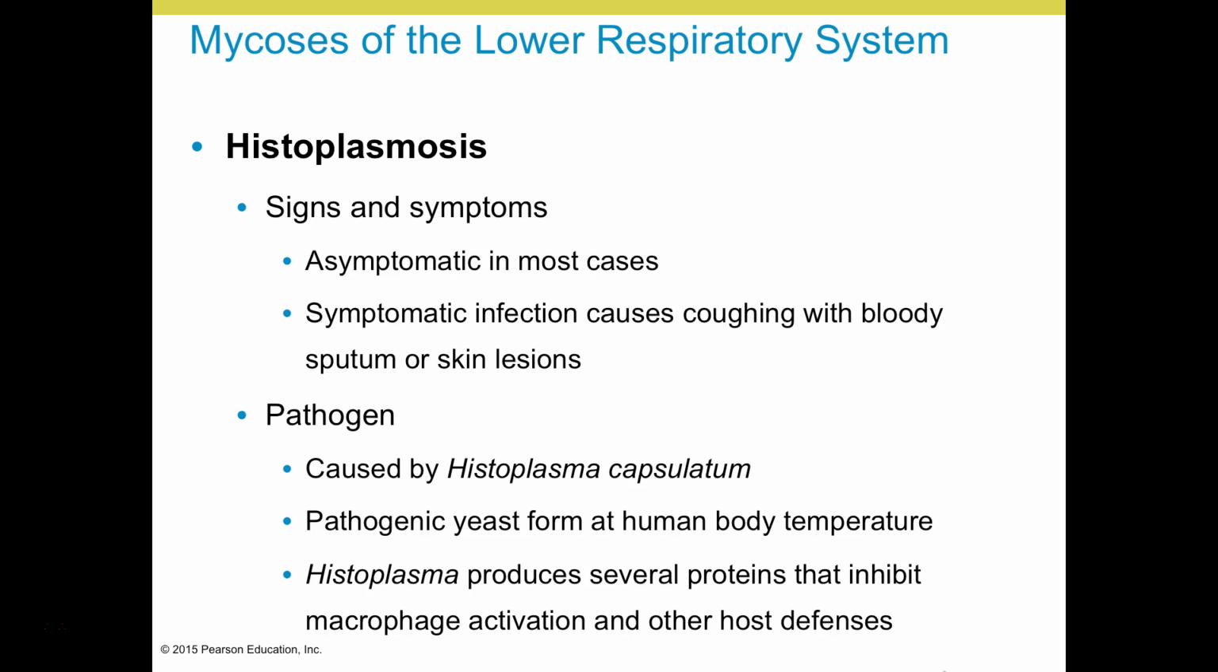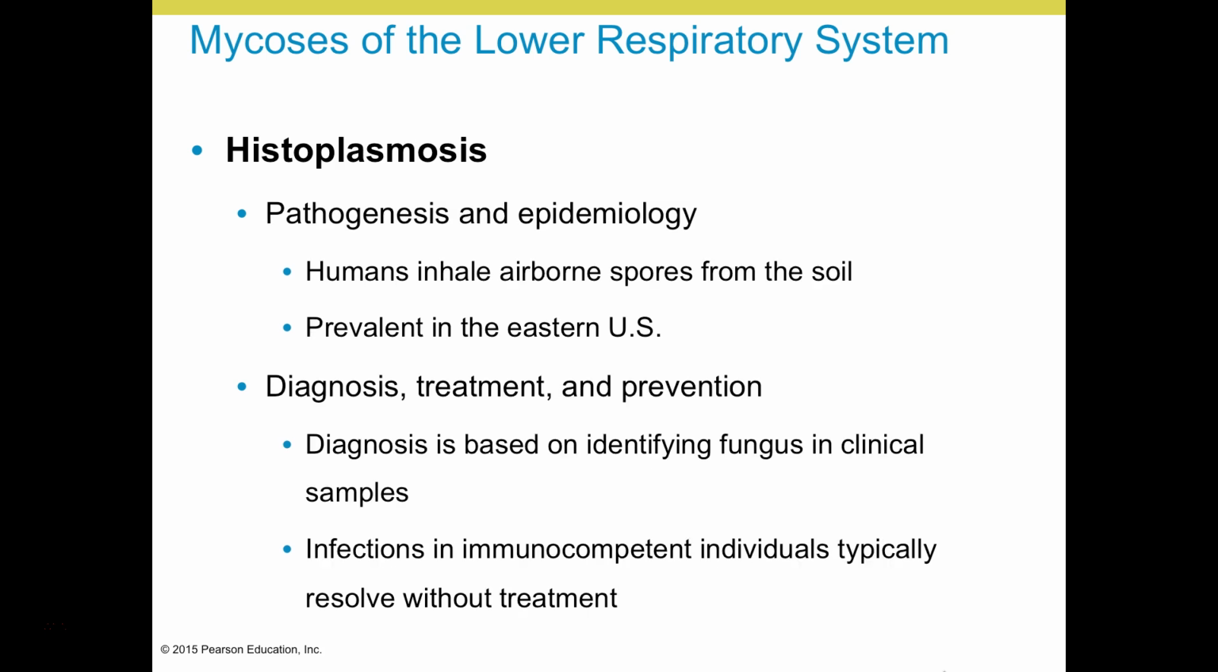The third is histoplasmosis. It is asymptomatic most of the time. However, if you have symptoms, it can cause blood in your sputum when you cough, and even skin lesions. It is caused by Histoplasma capsulatum. It looks like it is a pathogenic yeast, okay, at human body temperature. And this fungus actually avoids macrophages from white blood cells. It is actually more prevalent in the eastern US.